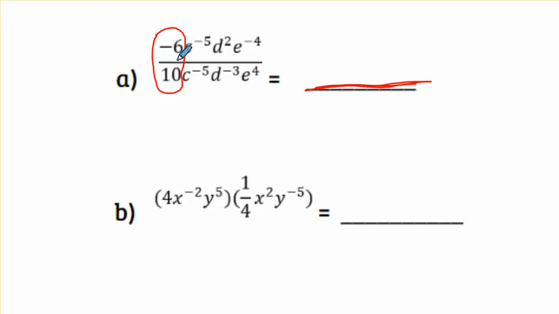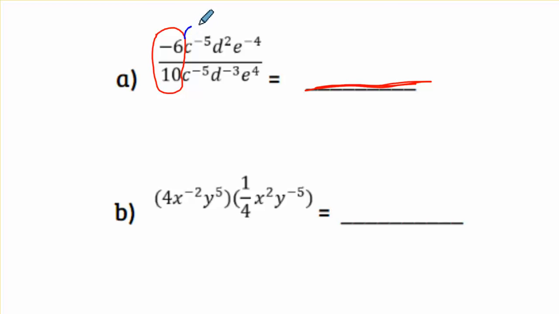This set of numbers is just a set of numbers. They don't have anything to do with the exponents. So don't get all confused about subtracting and moving and all that jazz, right? It's just good old fraction, -6/10.